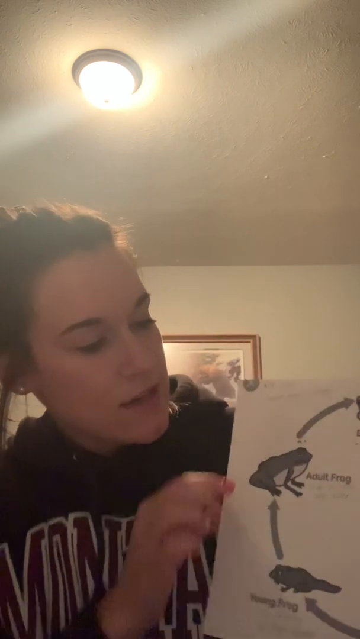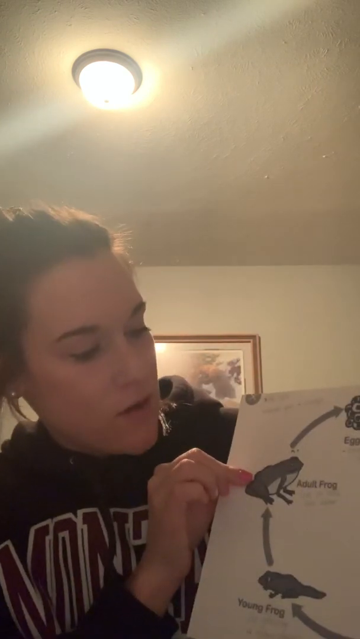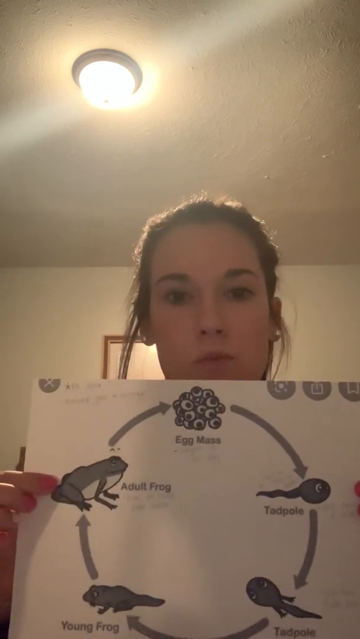And it's still growing, and it's getting stronger. Its tail's kind of slimming. Its legs are getting stronger. And then you finally have an adult frog. Adult frog lives on land and water. So here is your life cycle of a frog. Begins an egg, goes to a tadpole, grows its legs, gets stronger, and then here we are at an adult frog.